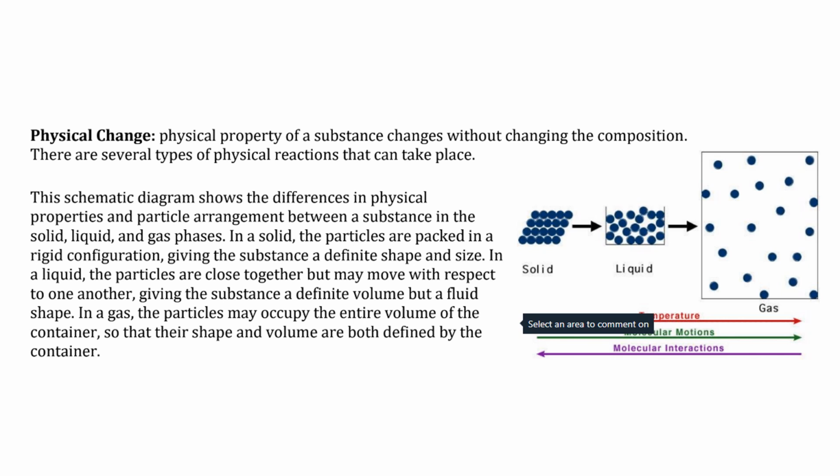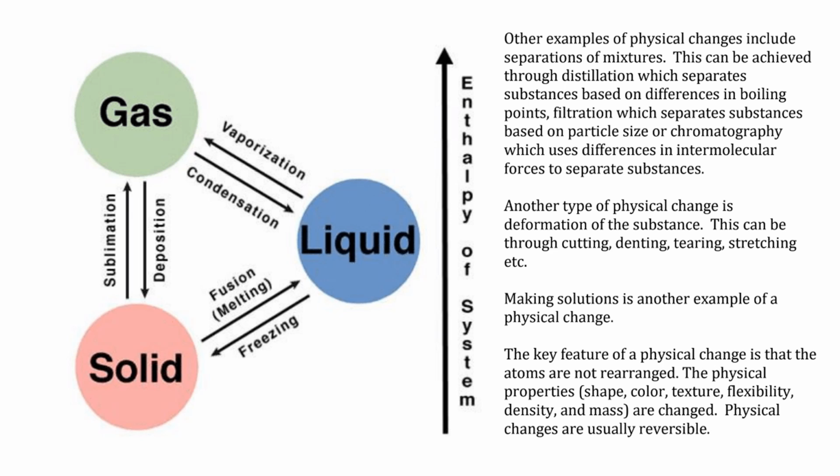Increasing temperature causes the particles to move more apart and more rapidly, increasing molecular motion, making them less likely to interact with each other. If you decrease the temperature, motion decreases, with more chance for interactions. Other examples of physical changes include separation of mixtures. Distillation we've talked about, filtration, and chromatography we talked about.